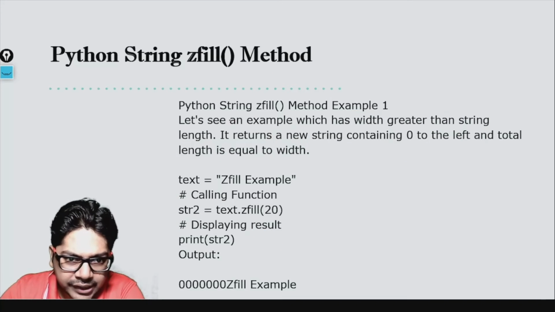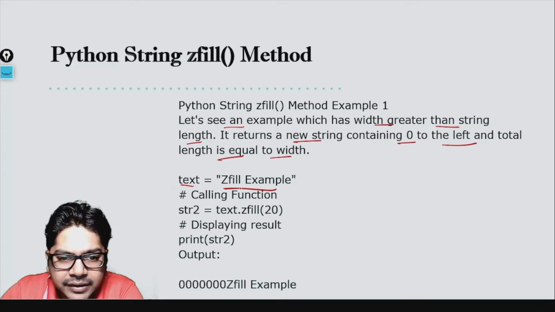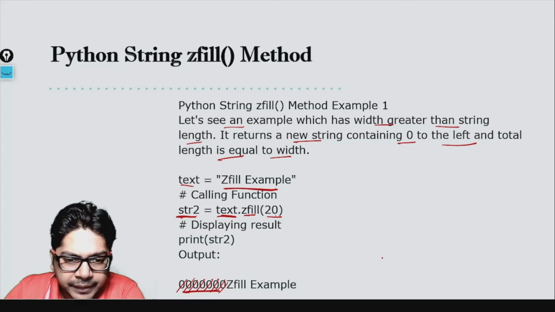Let us have a look at the example. So let's see an example which has width greater than string length, and it returns a new string containing 0 to the left, and total length is equal to the width. So here you see we have text is equal to zfill example, and then str2 is equal to text.zfill(20). And what it is going to do is fill everything before that with 0. Zfill means fill with 0. Okay, 0 fill. This is what it is giving.